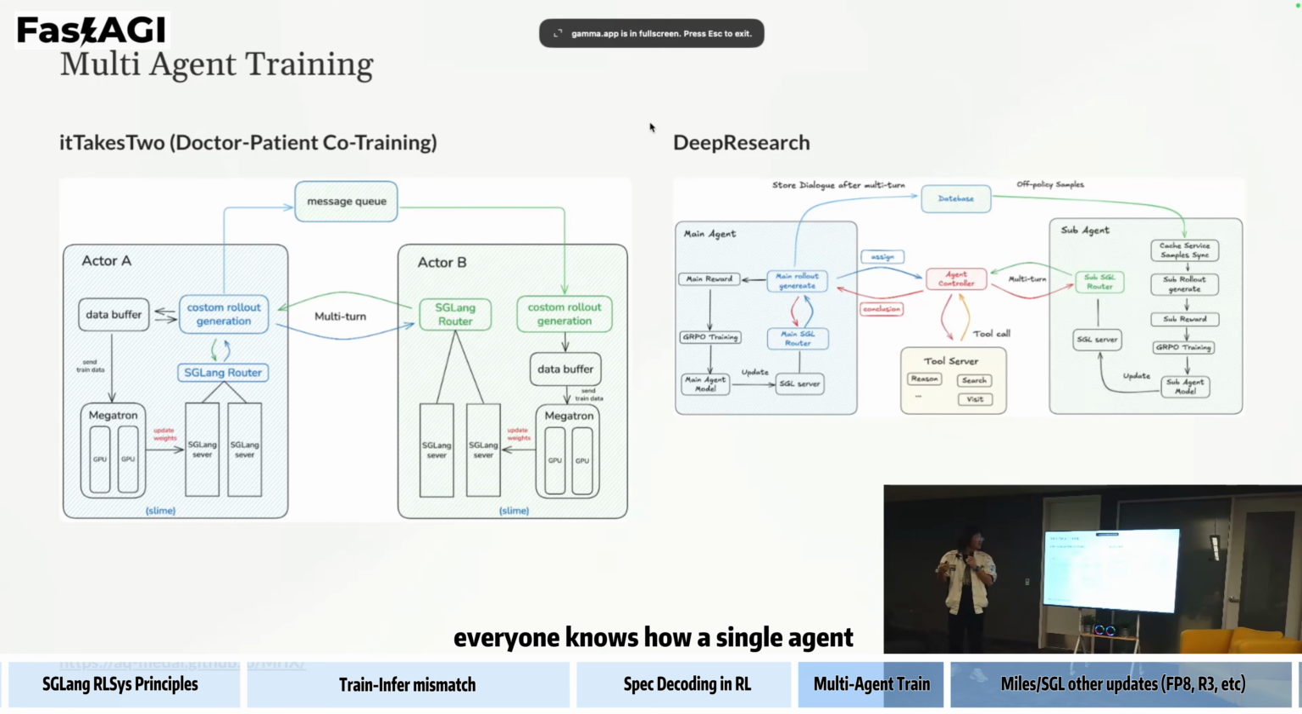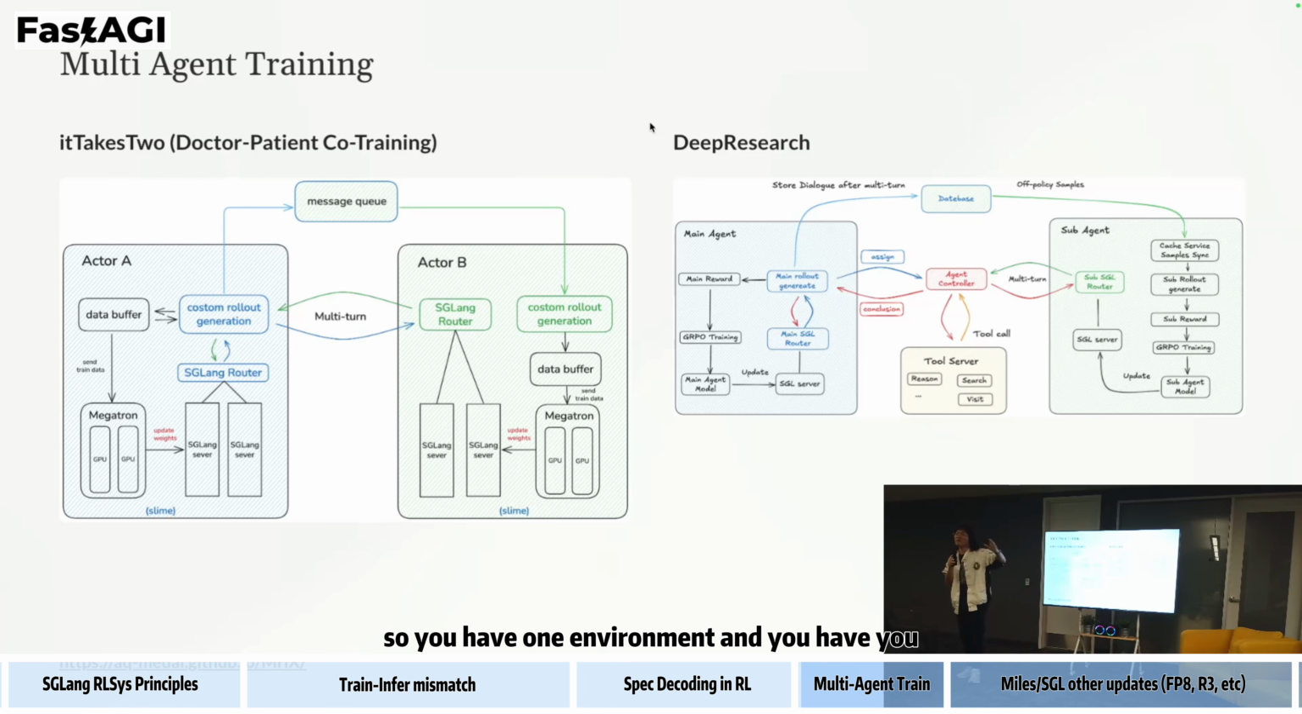So everyone knows how single agent training is done, right? You have one environment, and you have a model running with an inference engine, and your environment and your inference engine iteratively interact with each other several times, and then it ends, and then you come back to the training. So in this case, if we think that the environment is another agent, can we actually make it work? So of course we can.